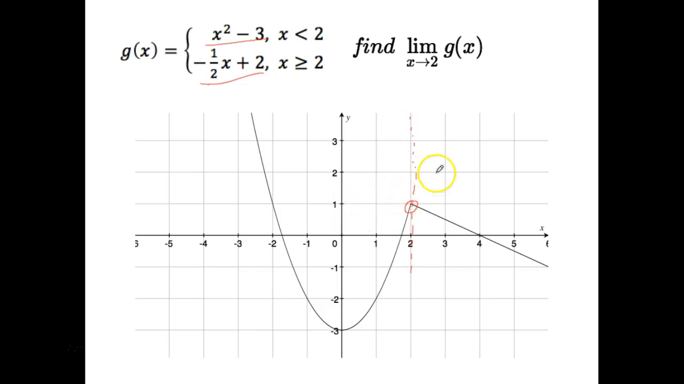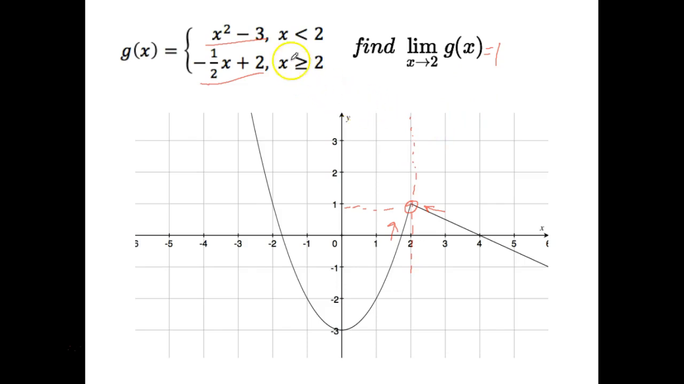Okay, the answer is 1. From the left and the right, from the left, we're approaching a y value of 1. From the right, we're approaching a y value of 1. And so we know the answer is 1.